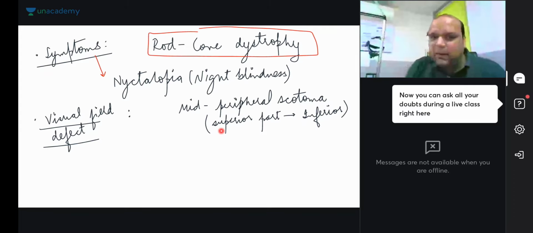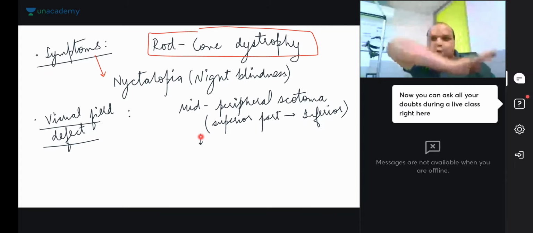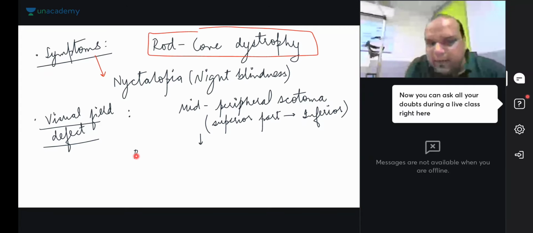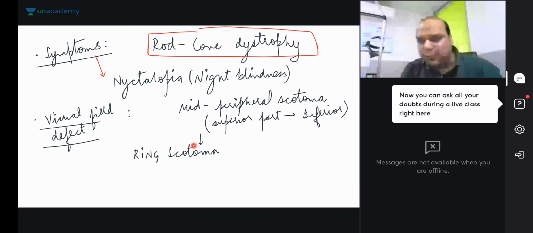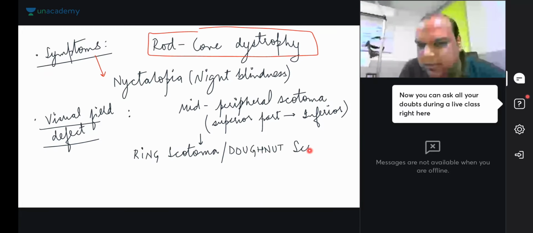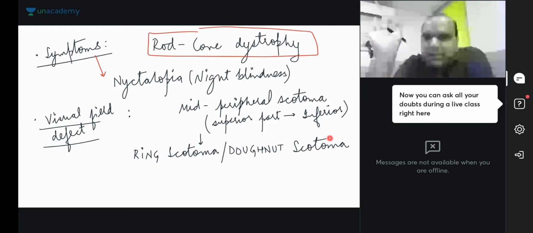Okay, everybody. Whenever the patient draws this circle, the patient is trying to say, sir, my scotoma has now become ring shaped. Yes, it has become a circular scotoma, a ring shaped scotoma. Some people also call it donut scotoma. I hope there is no confusion in this. Ring scotoma or donut.